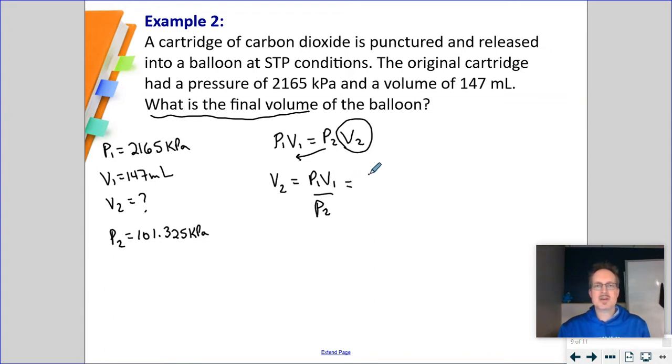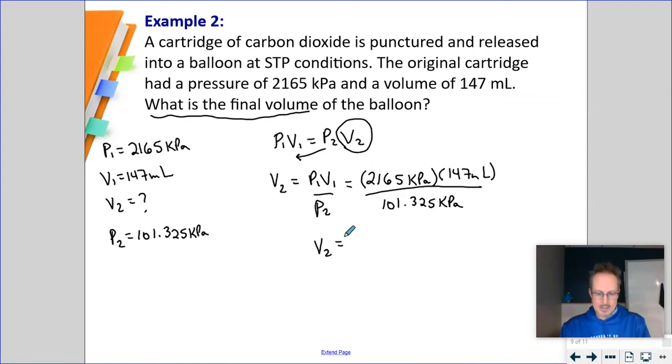We're now going to substitute in our numbers. 2,165 kilopascals times 147 milliliters divided by 101.325 kilopascals. Your second mark is for having the unit substituted in with the numbers, and we are going to solve for V2. So again, we're going to type this in. 2,165 times 147, enter, divided by 101.325.